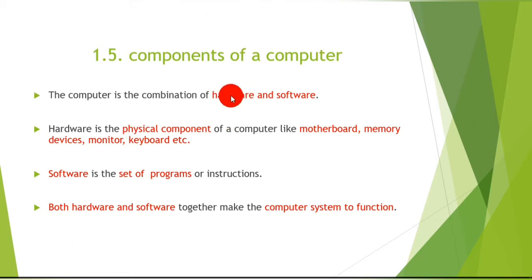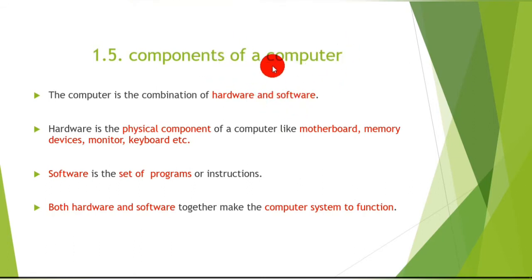Hardware devices are also known as peripheral devices. And what is meant by software? The set of programs or instructions used to run the computer is known as software. Hardware and software, both components are necessary for the computer system to function. Is it clear? So the components of the computer are hardware and software.